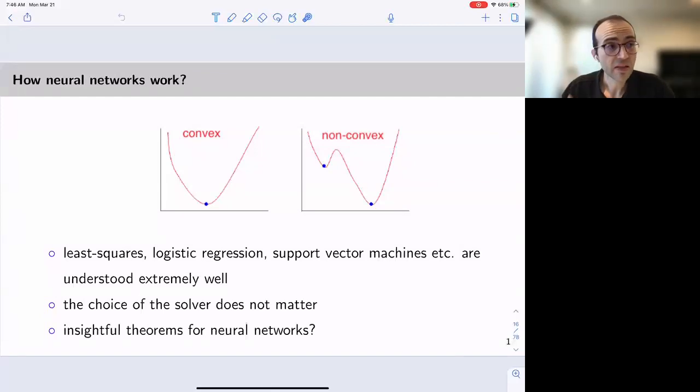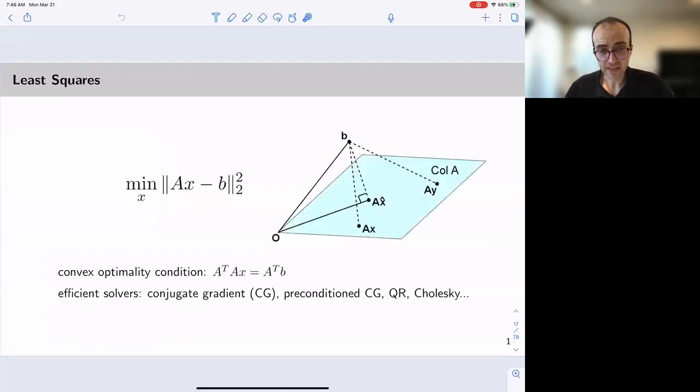In fact, solver is inside model parameters. You cannot decouple the solver issue from the modeling issue, right? Because of that, we don't have insightful theorems for neural networks. So what do I mean by an insightful theorem? Let me give you an example. I think an insightful theorem is the following.